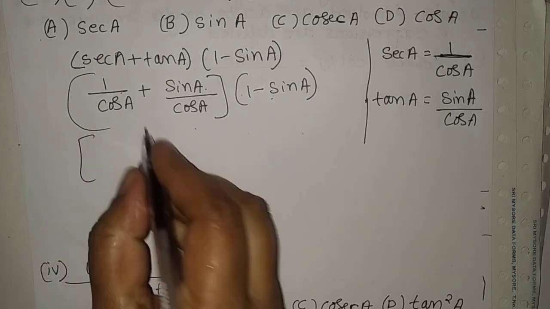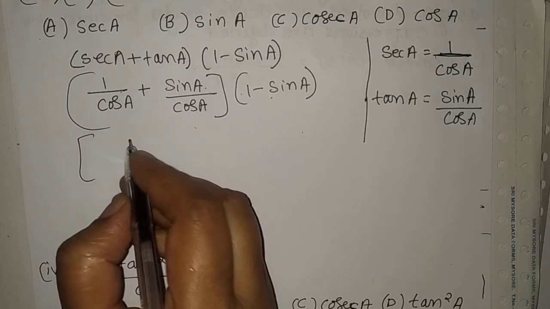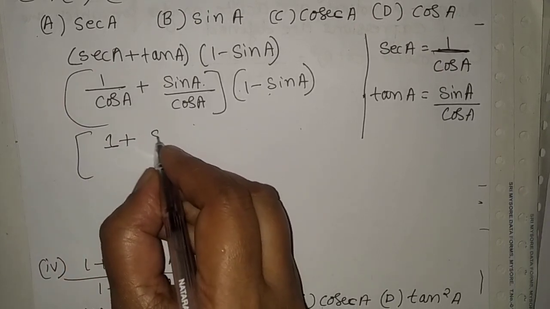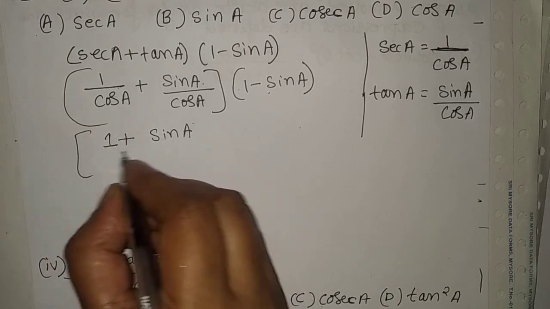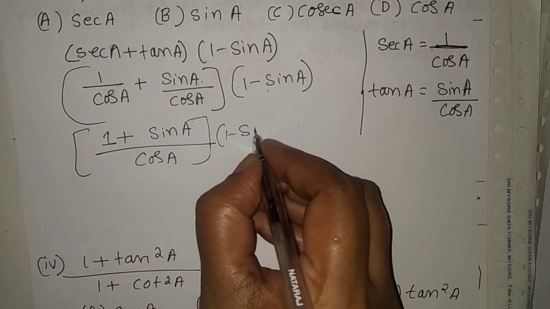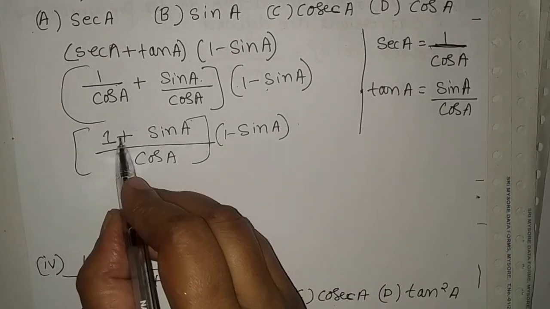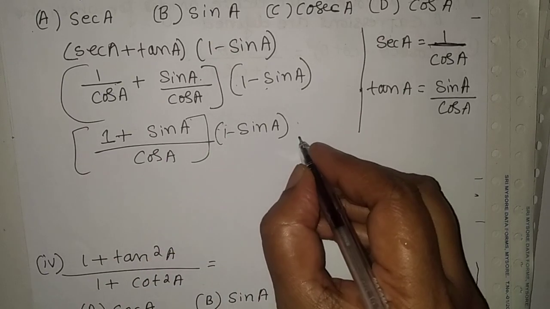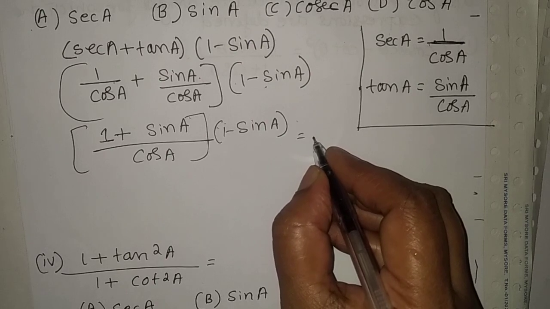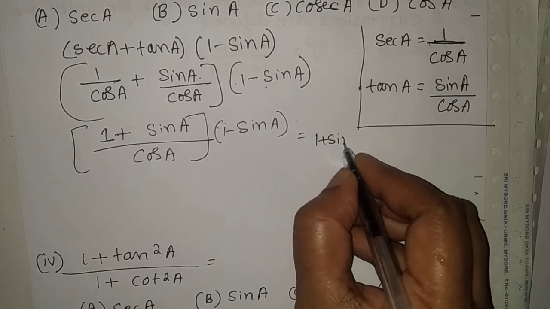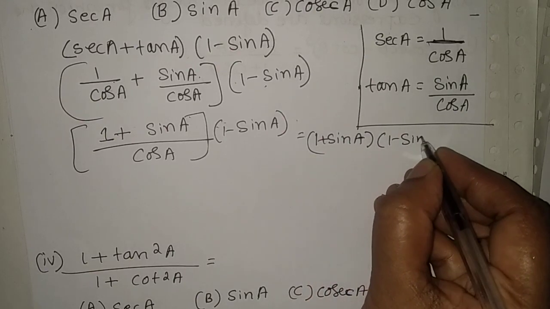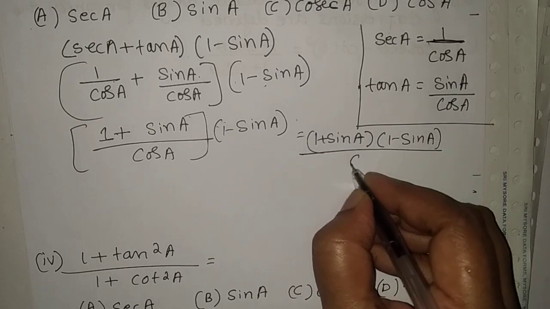We see that cos A is common here. First we get (1 plus sin A) by cos A, then (1 minus sin A). So what we get now is (1 plus sin A) into (1 minus sin A) by cos A.